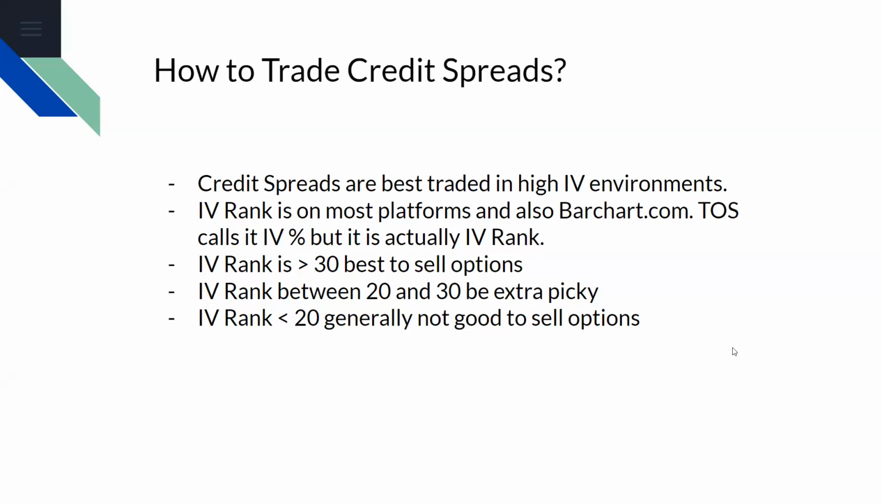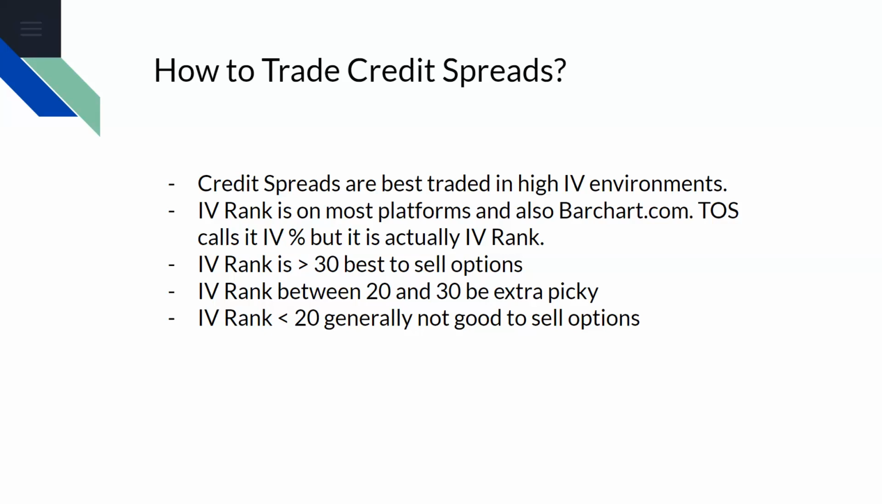So now that we know what the edge is of trading a credit spread, the question is, how do we trade these spreads? Because there's a very specific mathematical way to do it to put probabilities on our side. With trading credit spreads, the first thing that we need to look at is what is called the IV rank. This is an implied volatility measurement based on the specific stock itself.